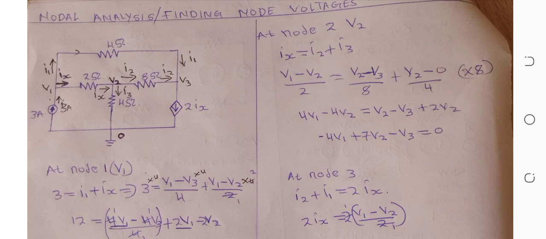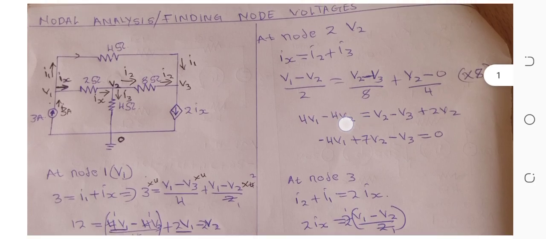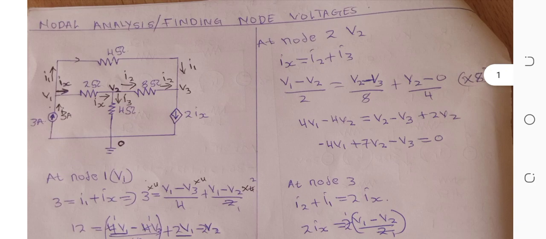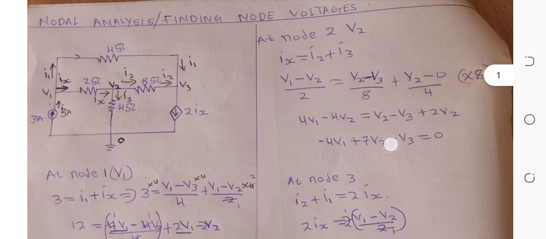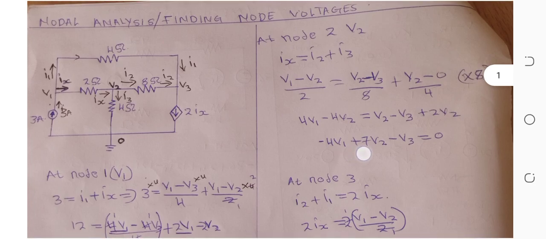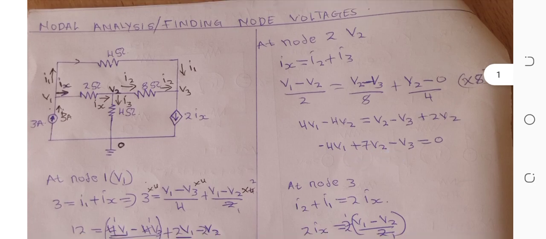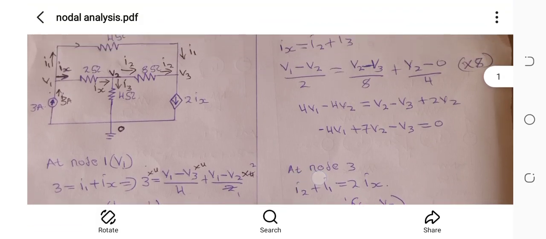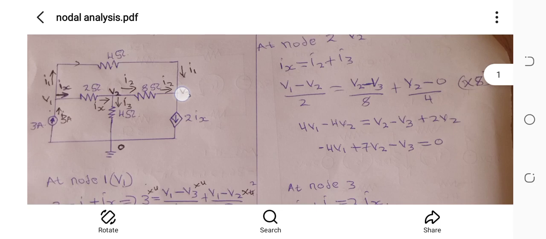Multiplying all through by 8, we get 4V1 minus 4V2, because 2 goes into 8 4 times, then 8 over 8 is 1, so it is V2 minus V3 plus 2V2. Then we have this equation here. After you collect like terms, you get negative 4V1 plus 7V2 minus V3, which is equals to 0 at node 3. So where are we? This is node 3 over here.